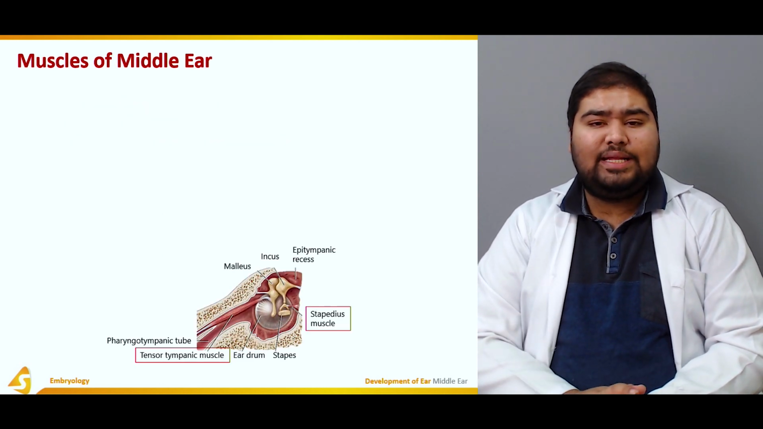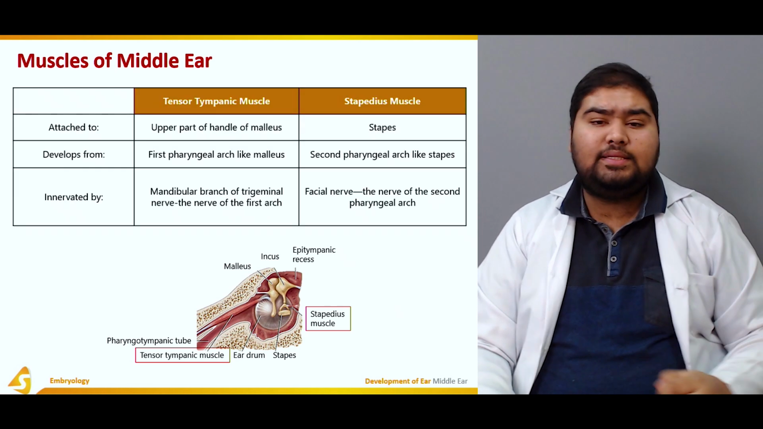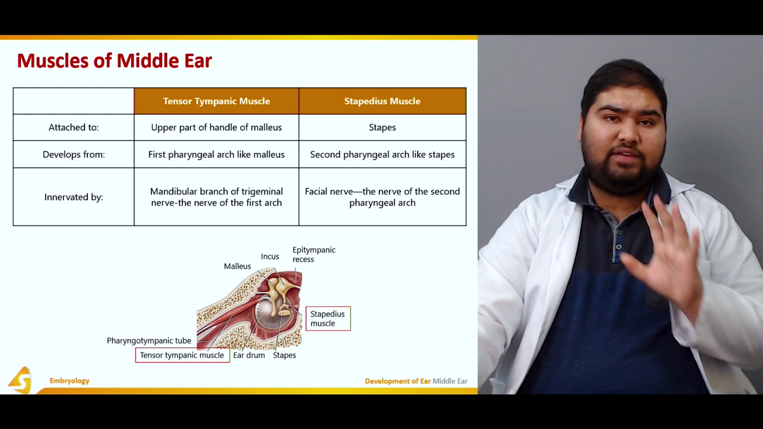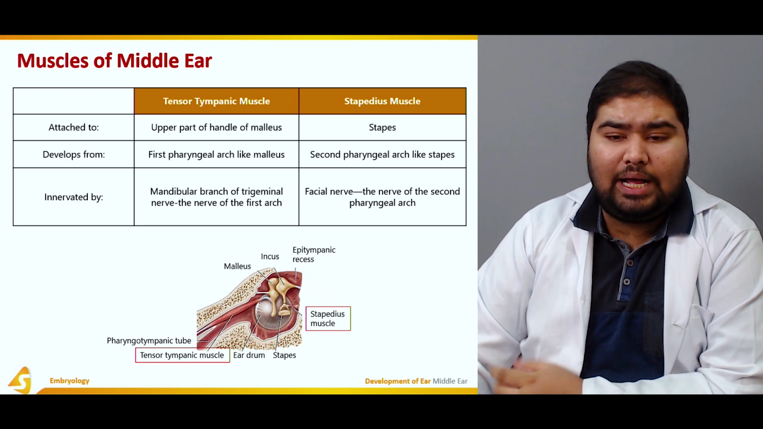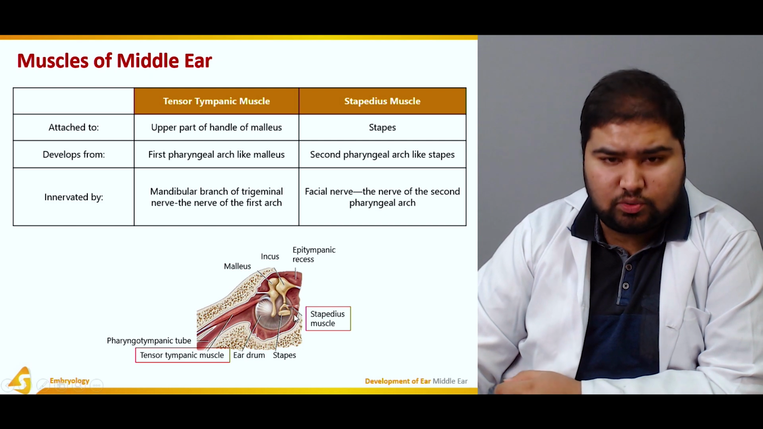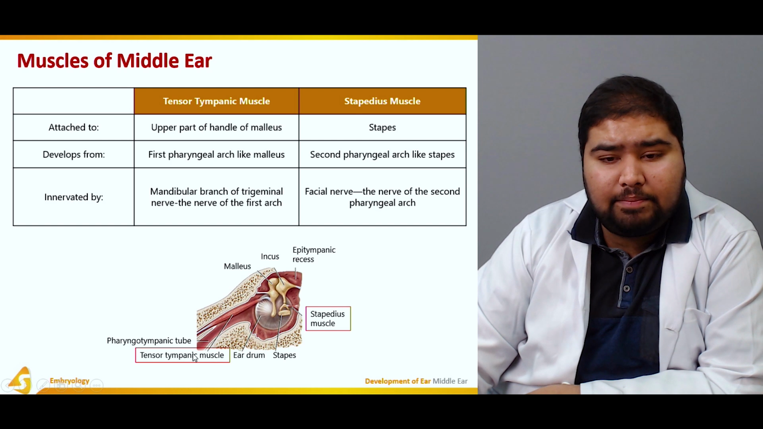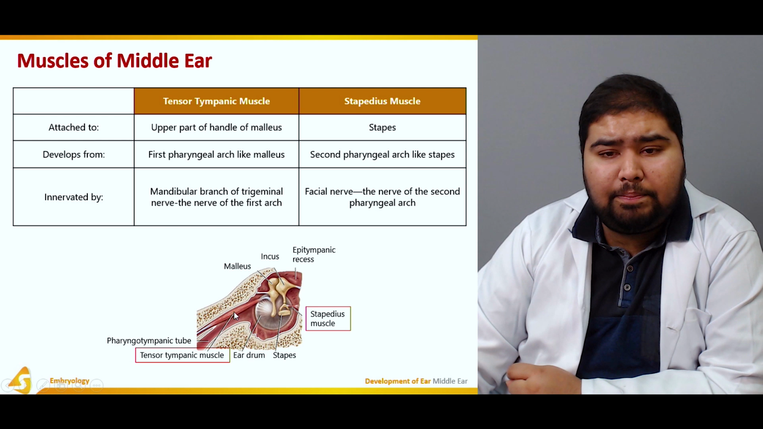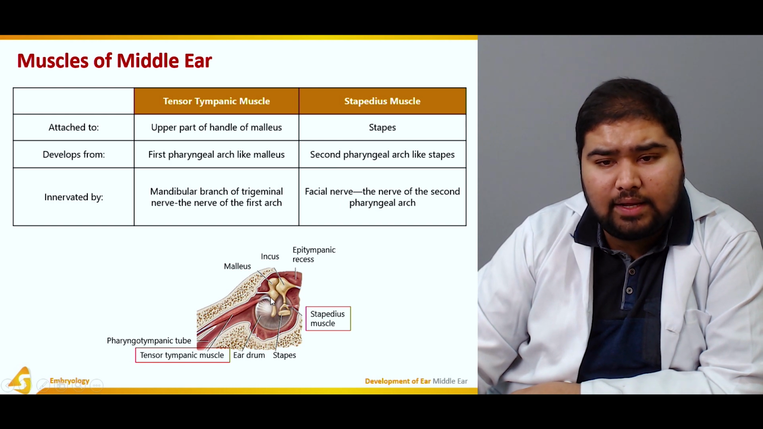So moving on, let's talk about the muscles of the middle ear. So what are the important muscles of the middle ear? We have an important table that will help you to understand how the muscles work and develop and what their relations are with each other. So first of all, we have the tensor tympani muscle. Tensor tympani, here you can see in the figure. It is attached to the upper part of the handle of the malleus. Here you can see in the figure.